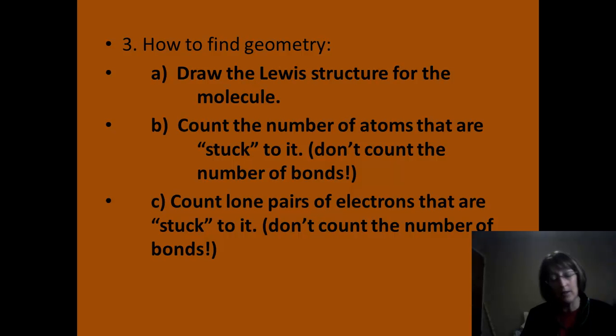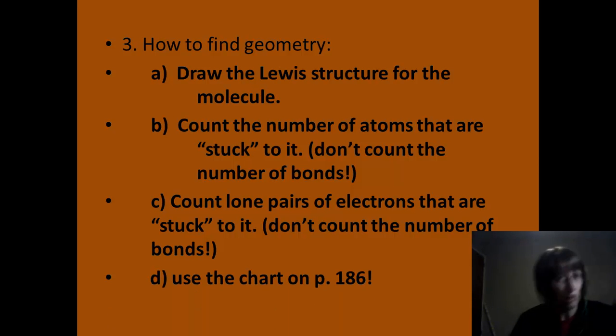Don't count the number of bonds. Go to the central atom. How many lone pairs of electrons? And for water, there are 2 lone pairs of electrons on the oxygen atom. So we drew the Lewis structure with all the dots. There were 2 atoms bonded to the central atom, and there were 2 lone pairs of electrons.